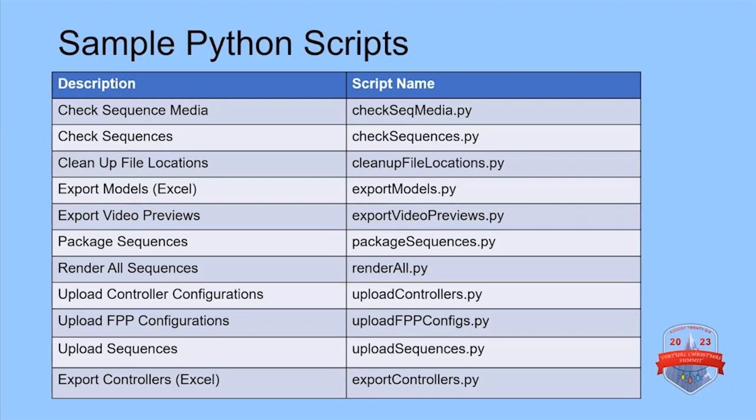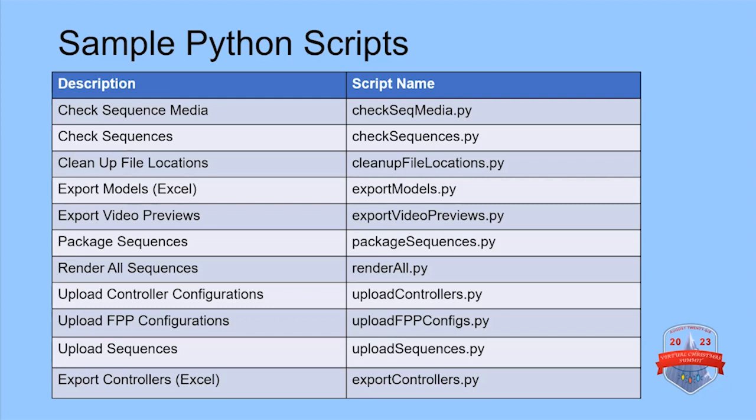Check sequences actually kind of mimics the check sequence, except you can do it on multiples. It will open it for you, and you can have it open Notepad and look at it. You can even tell it to make a copy of the check sequences in a folder within your show folder for further use. Cleanup file locations will do the same thing. It just does all the sequences, I believe, right off the top of my head.